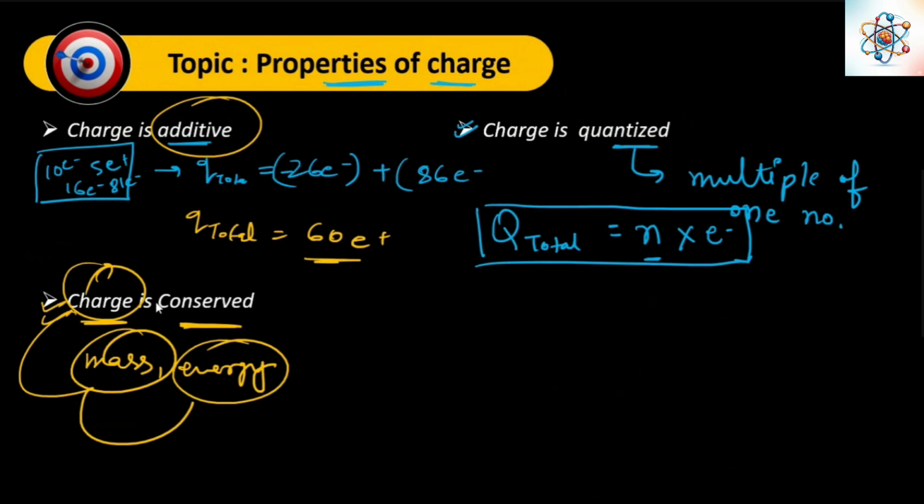We can convert charge into masses, we can convert mass from energy, we can convert charge from energy. So these three things are interconvertible, so we can do anything like that. That's why only the principle of conservation is valid for these three things.